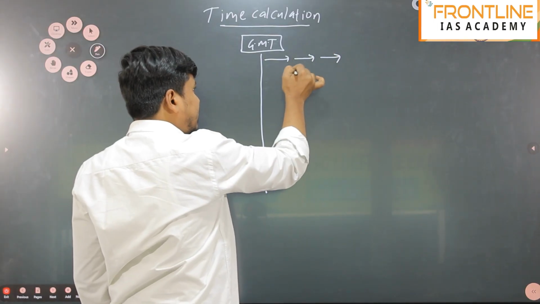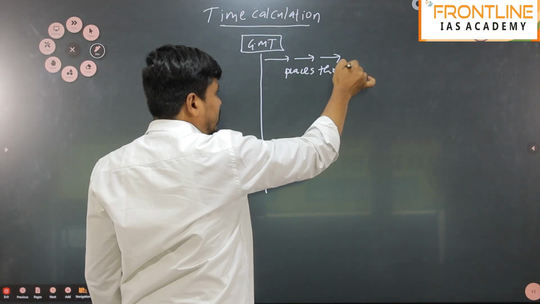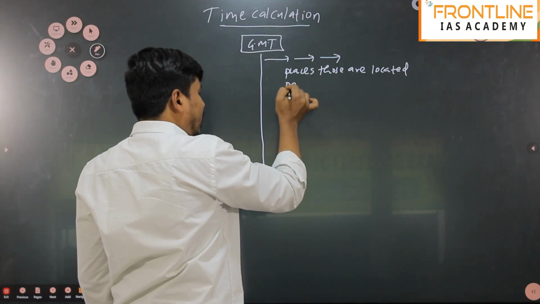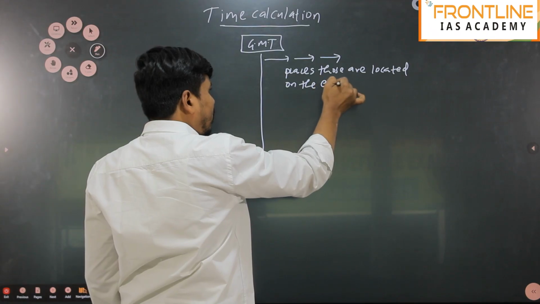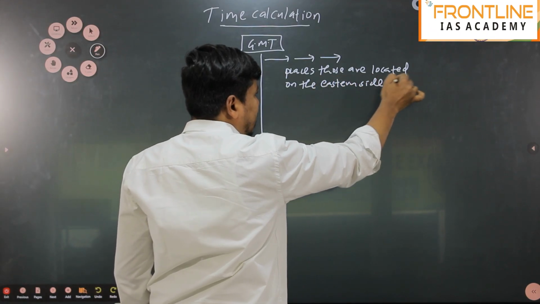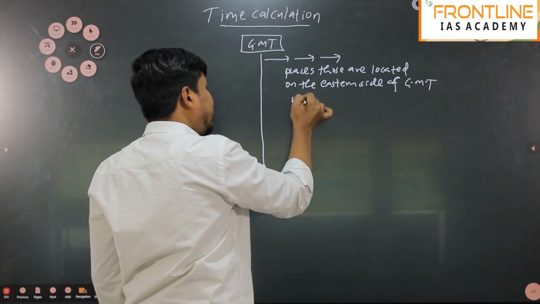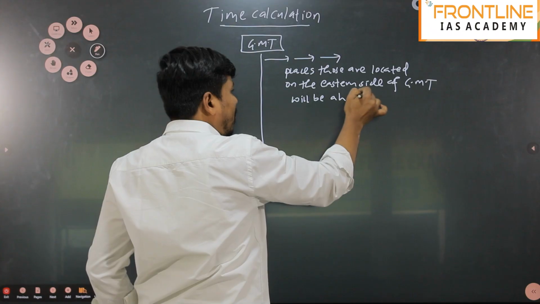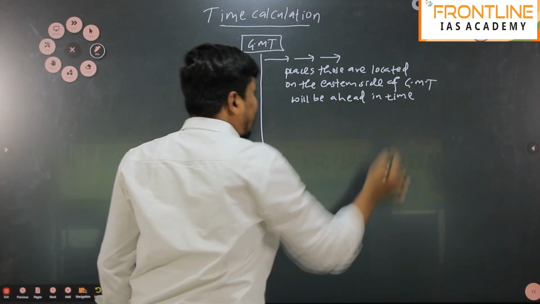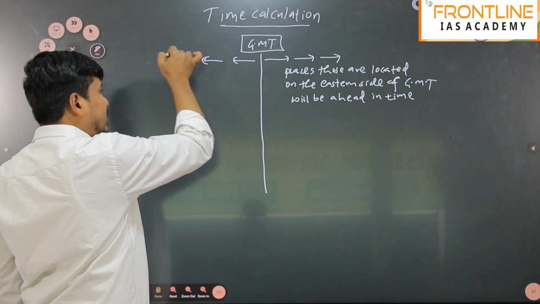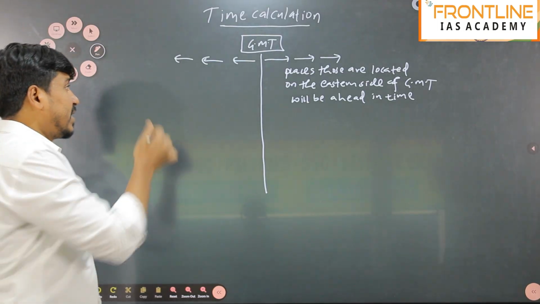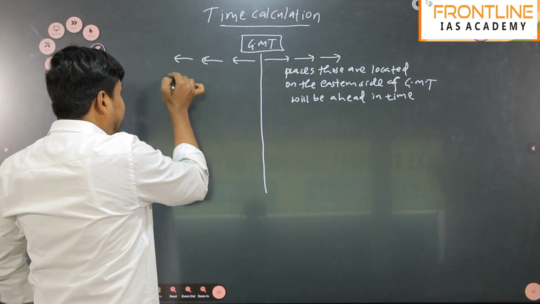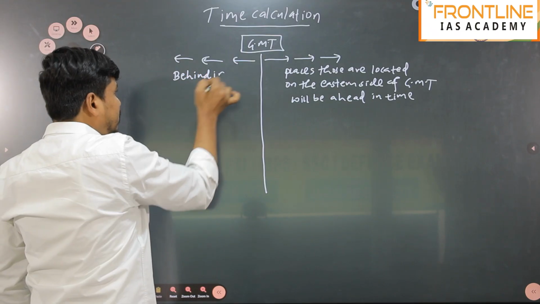So places located on the eastern side of GMT will be ahead in time, right? And places located on the western side of GMT will always be behind in time.